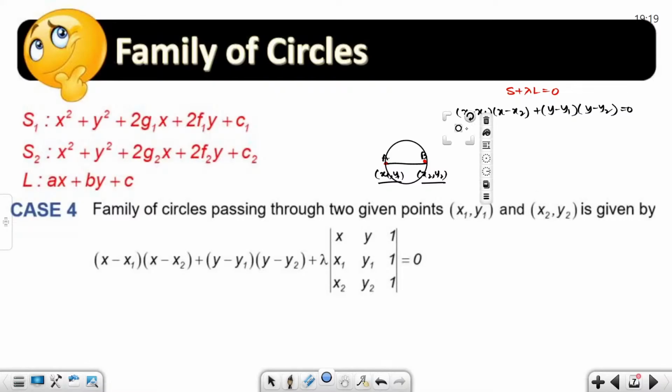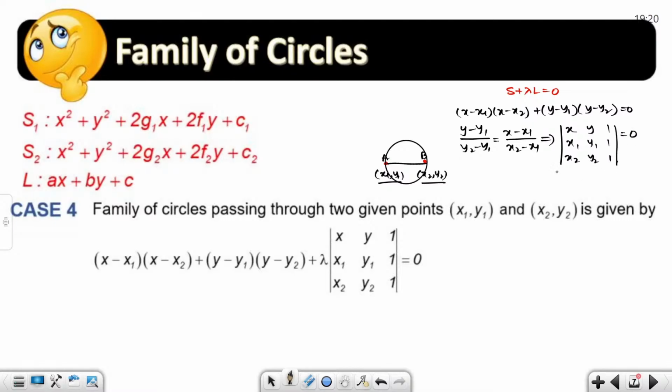And the two-point form was y minus y1. What was the two-point form? y minus y1 over y2 minus y1 equals x minus x1 over x2 minus x1. This is the same as writing, in determinant form, the equation of the straight line passing through two given points x1, y1 and x2, y2. So this is the equation of the straight line AB.